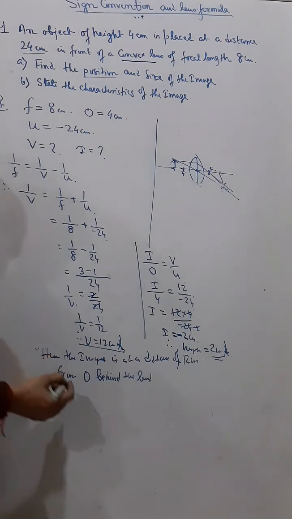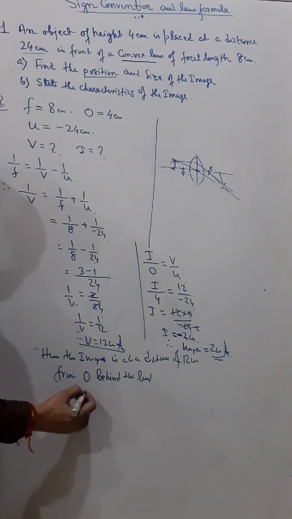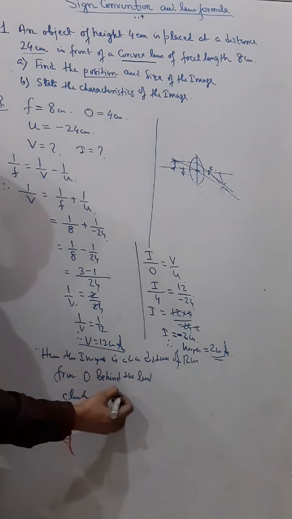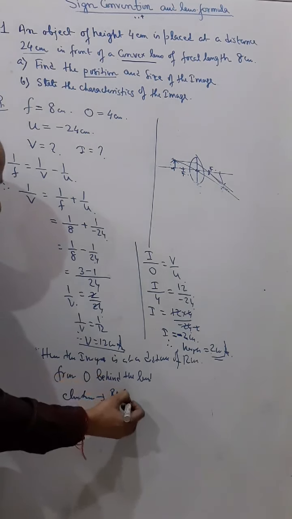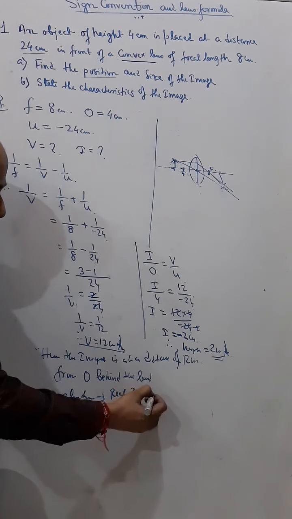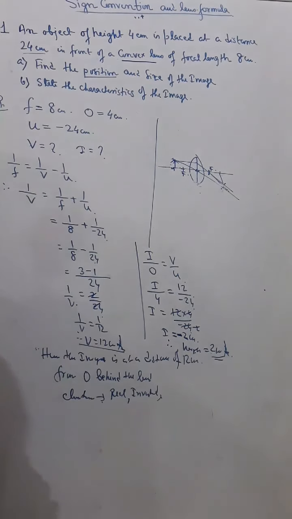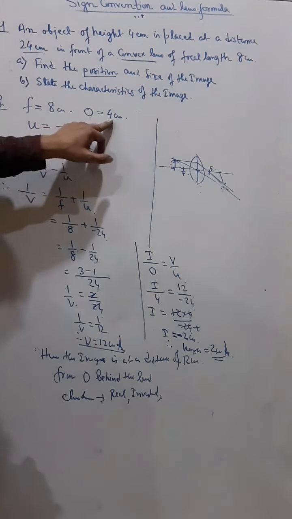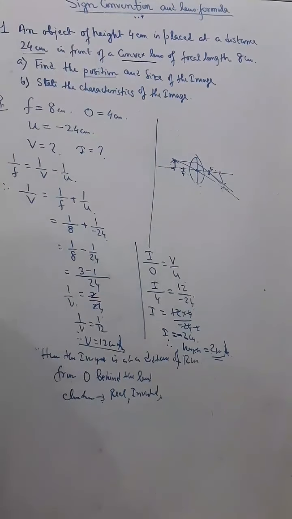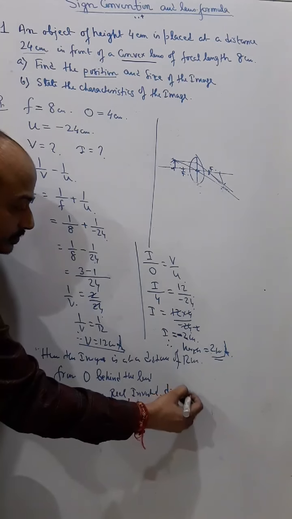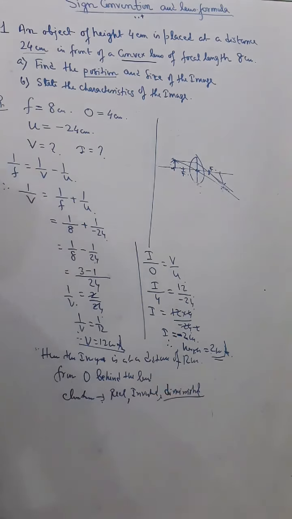First of all, the characteristics: it is a real image, and naturally it is inverted. The height of the image you can see is 2 centimeter, and the height of the object was 4 centimeter, right? So it will be diminished. So real, inverted and diminished. Okay.